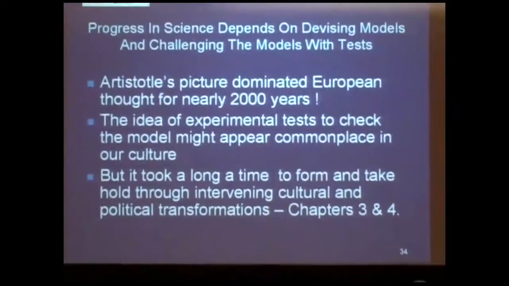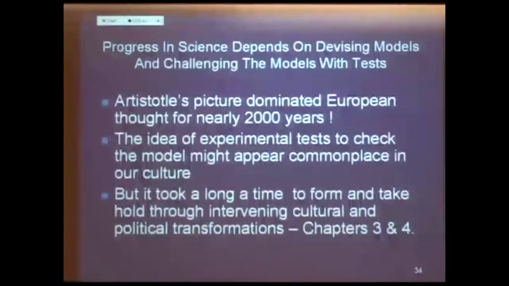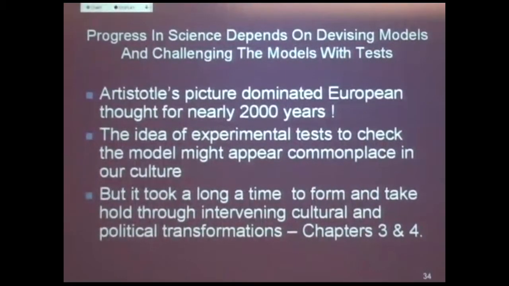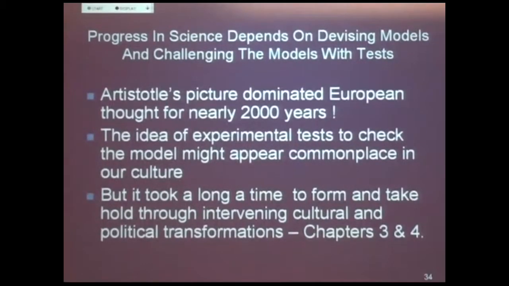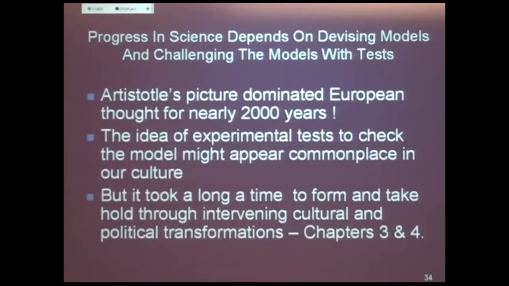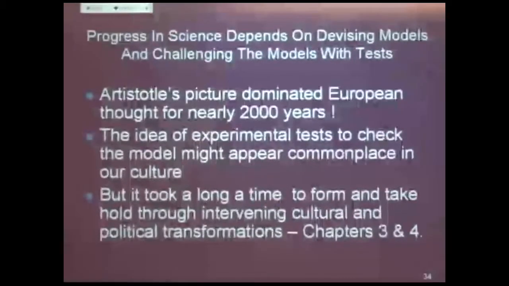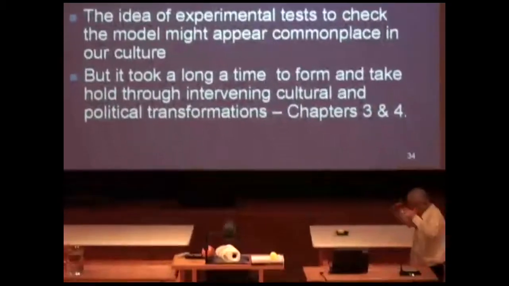But the part that Aristotelians didn't get to was to challenge these models with tests, like I just did, and try to understand those in their own right. So Aristotle's picture dominated European thought for 2,000 years, not only because he was Aristotle, but because of other reasons, which you will see in chapters 3 and 4, the main being that his ideas got mixed up with religion. And so once they became incorporated with religion, you dare not contradict Aristotle, because Aristotle became sanctity. And we'll see that.